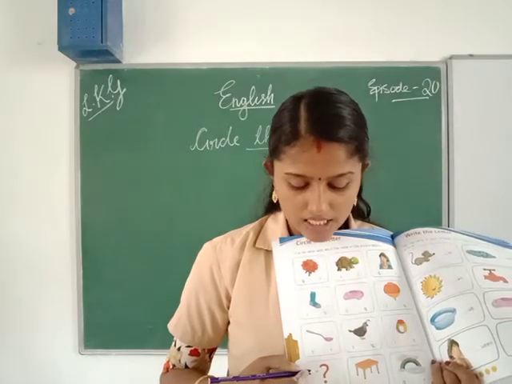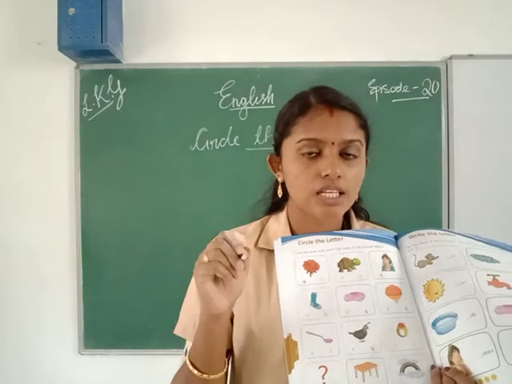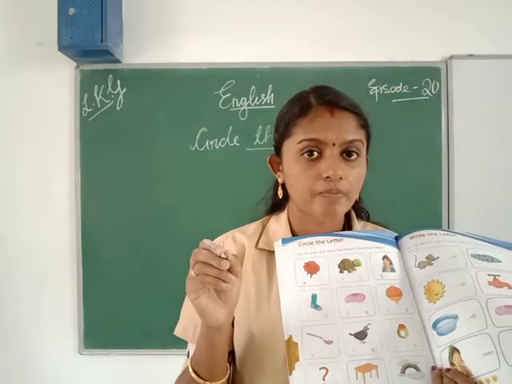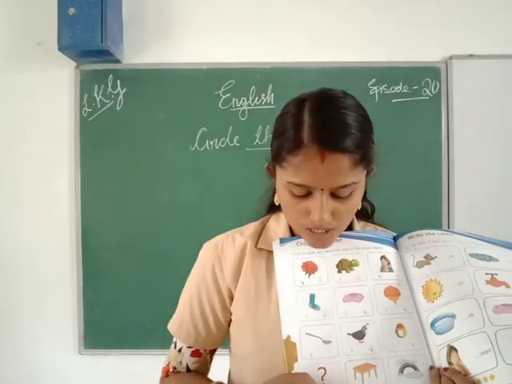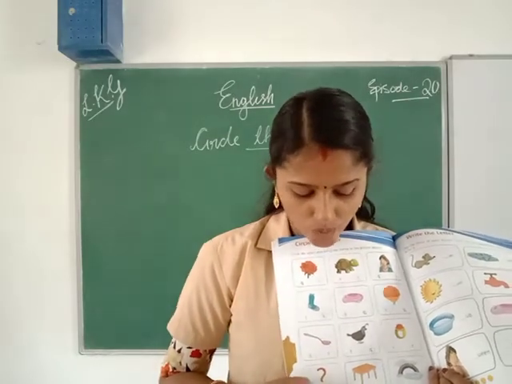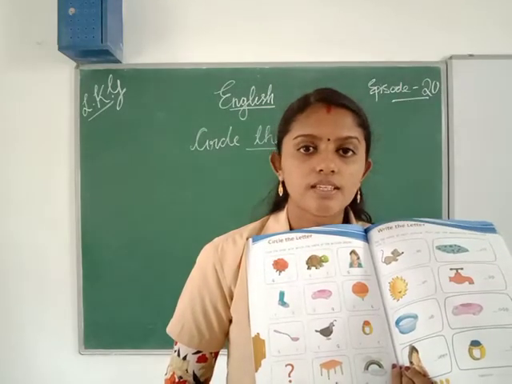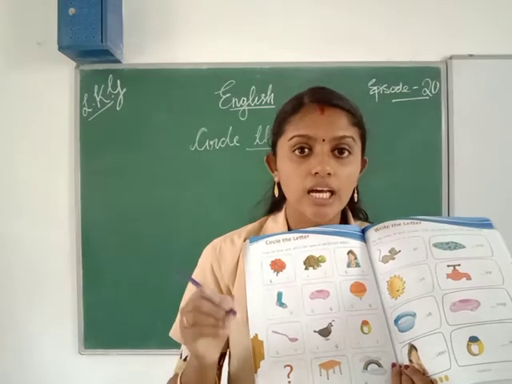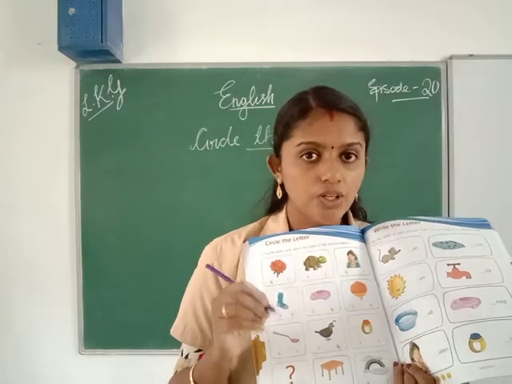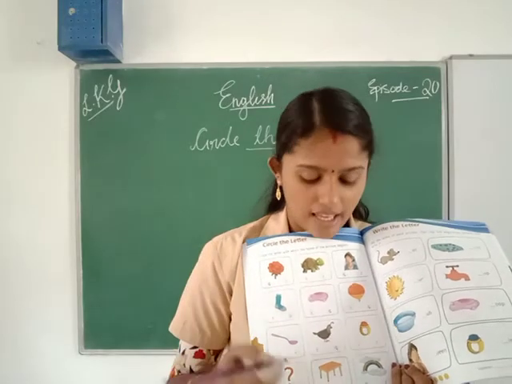Next, what is this? Question mark. Okay. Here which letter is begin? Q. Q for question mark. So you circle Q. Next one. What is this? Say the name. Table. T for table. So you circle which one? Yes. T.